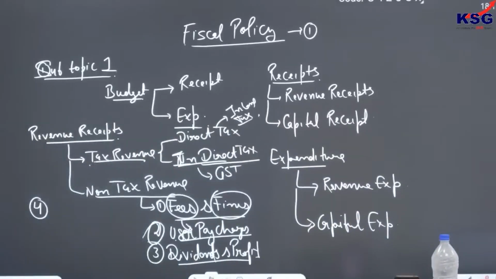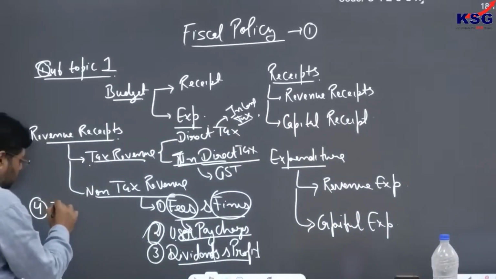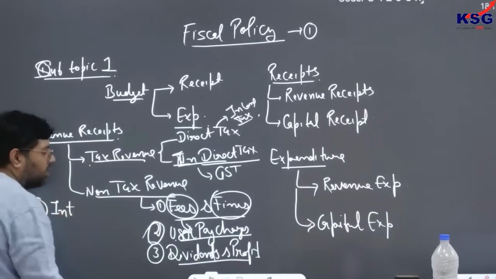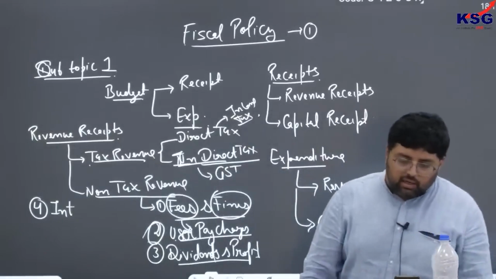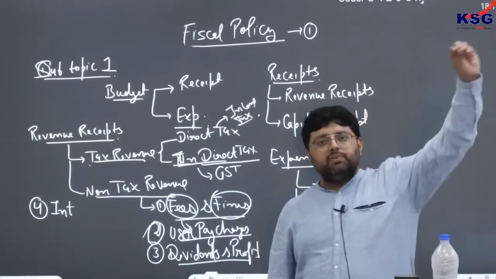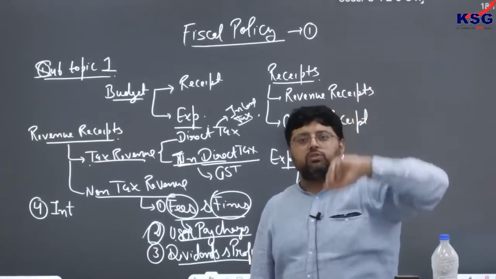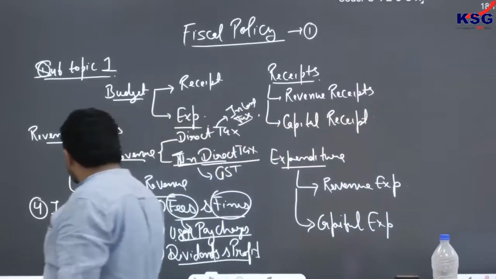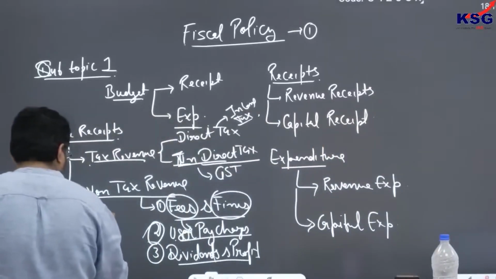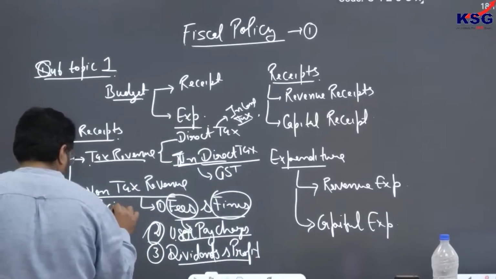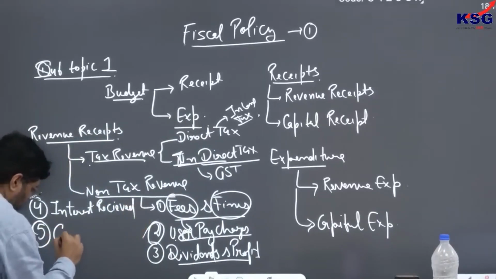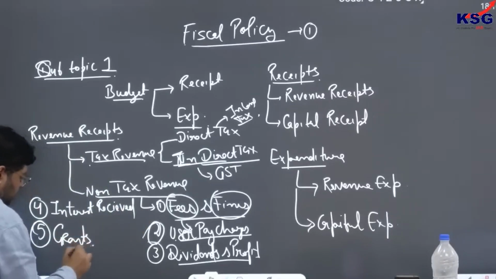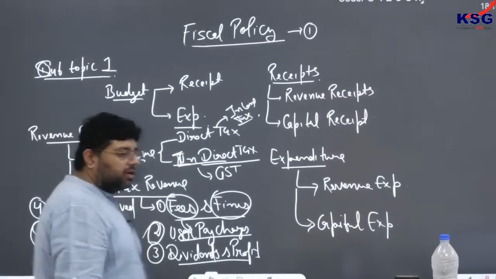Can anyone tell me? You know that the government gives loans also to state governments or to other countries. Whatever loan has been given, the government receives interest on it. So, interest received. And similarly, last is grants received by the government of India.